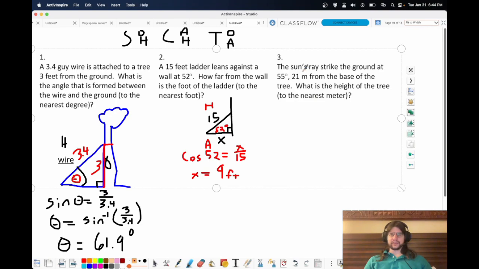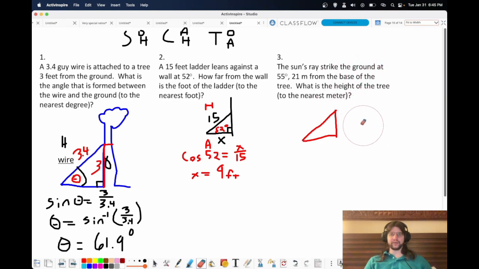Let's see. The sun's ray strikes the ground at 55 degrees, 20 meters from the base of a tree. So we got a tree, and we got the sun over here just beaming down on it. I like to draw my triangles like this. You could have drawn it the other way. Let me erase this extra piece first. So this is our triangle right here.